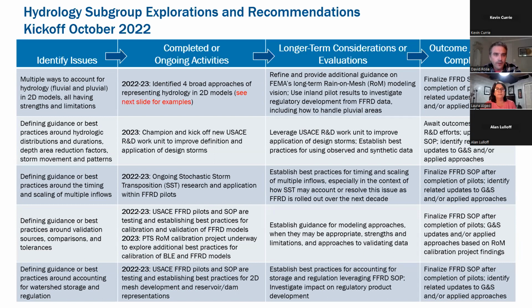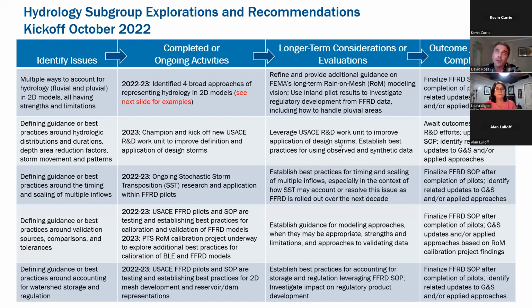Some of the issues we identified, I say we because I co-led the hydrology subgroup, is that there's multiple ways to account for hydrology. There's different ways to produce stream flows within these models. Some of them produce fluvial, some of them produce fluvial and pluvial, and all of them have their strengths and limitations, and trying to tease out what those strengths and limitations are so that you can make informed decisions. Other issues was a need for guidance on things like hydrologic distributions and durations.